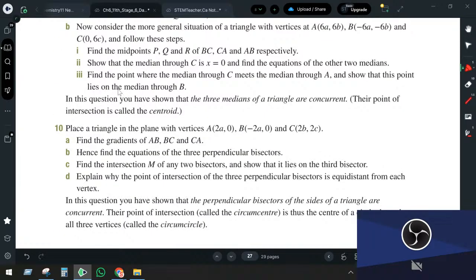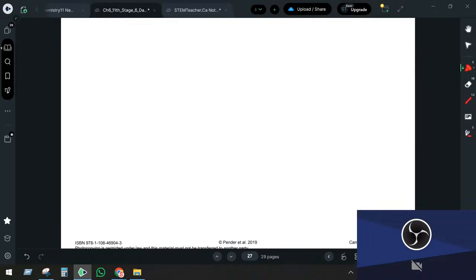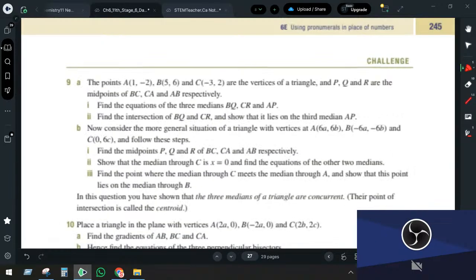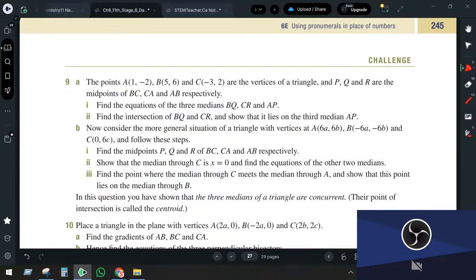And next, all these are similar problems only. I think with these last two problems, the chapter is completed. It's a challenge mode. A, B, C are vertices of a triangle, and P, Q, R are the midpoints. Let it be triangle ABC, its midpoints are P, Q, R. Find the equations of the medians of the triangle.